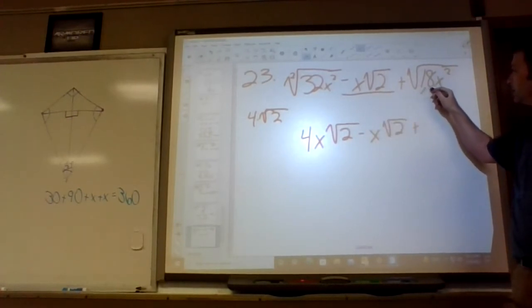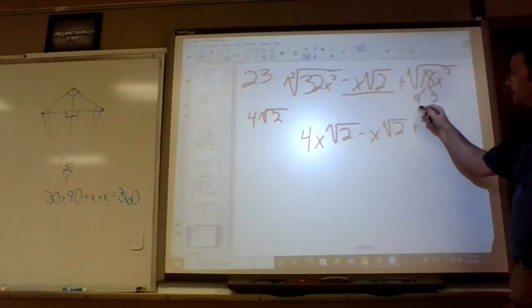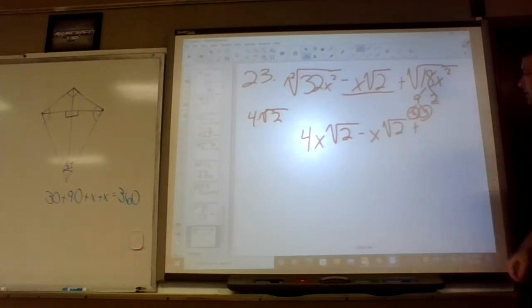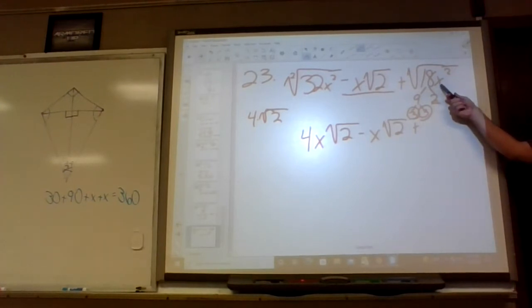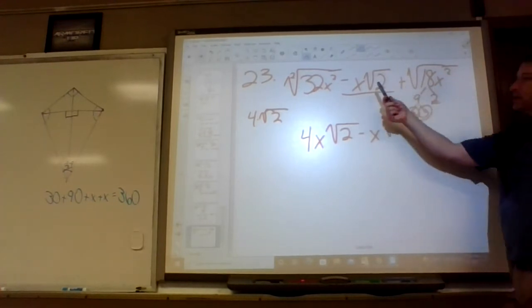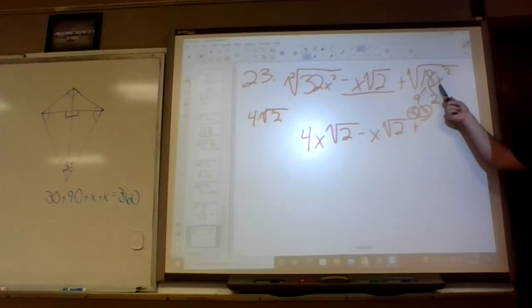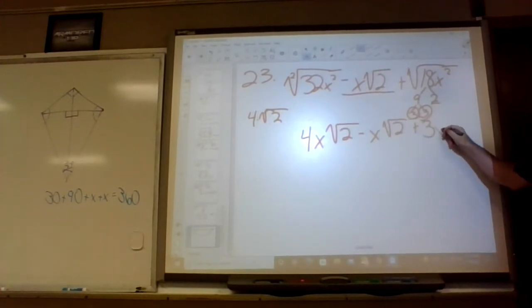18. Stuff goes into that. 18 is 3 square root of 2. But what's the square root of x squared? It's x again. So instead of 3 square root of 2, it's 3x square root of 2.